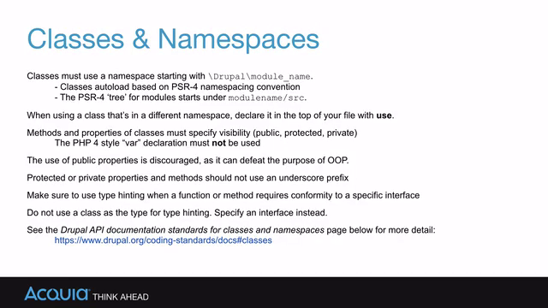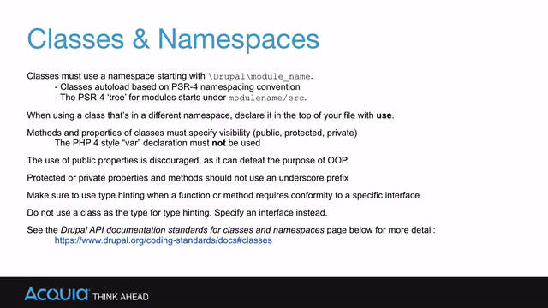Classes and namespaces. Classes must use a namespace starting with \Drupal\module_name. So, for instance, if your module name is my_module, then it'll be \Drupal\my_module. Classes autoload based on the PSR-4 namespacing convention, and the tree for a module starts under module_name/src. When using a class that's in a different namespace, declare it at the top of your file with use. Once again, we'll do that in our examples today.